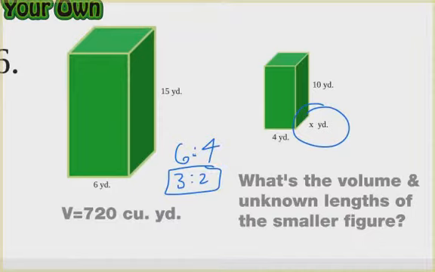Now, I don't know what the length is here, so I do need to work backwards to figure out what that length is. I will need to multiply 6 and 15 and then divide 720 by that number in order to get that length right there. Can you do that? Or you have another way to do it?